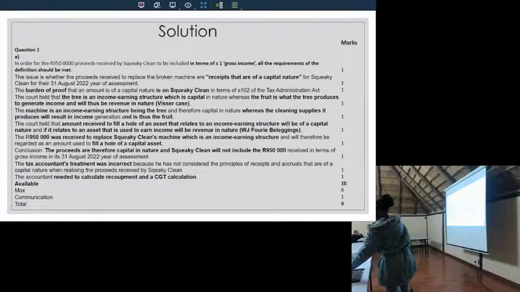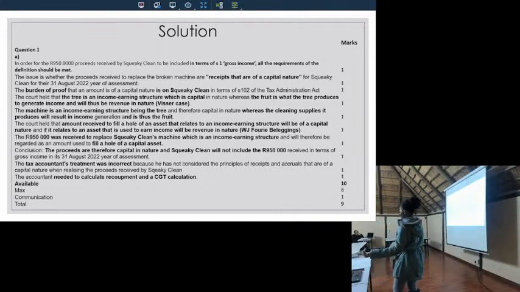The issue is whether the proceeds received to replace a broken machine are receipts that are of a capital nature. Do you see how we didn't use accrued to? Because they were not entitled to anything. We can't use received by because they already received the 950,000. It can't be total amount in cash or otherwise because we already know that it's an amount in cash. So what's vague? Receipts and accruals that are of a capital nature. Are we good? You get a mark for stating the correct element that's missing.